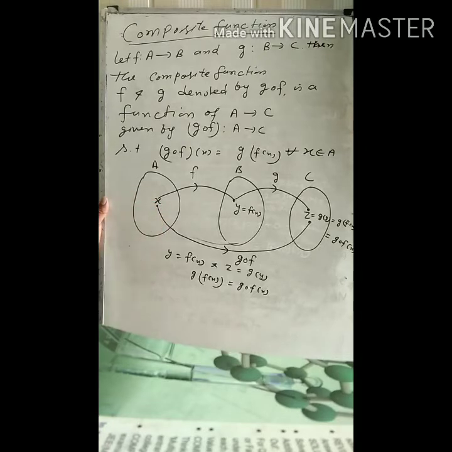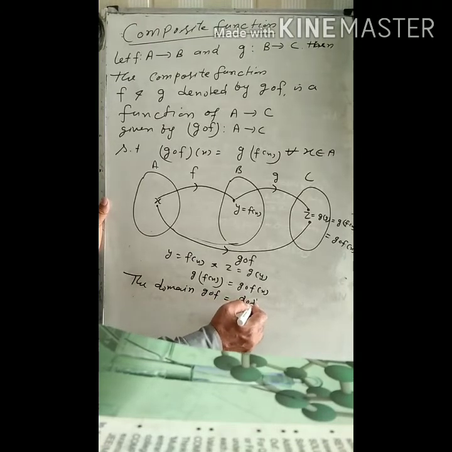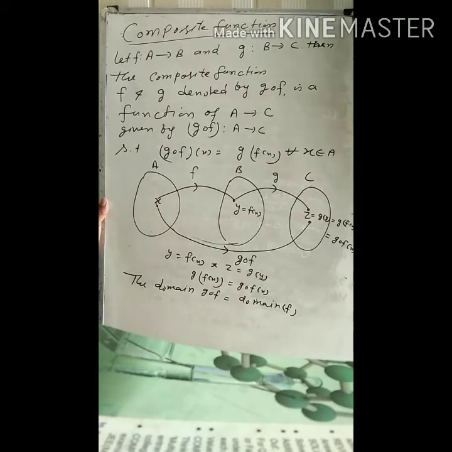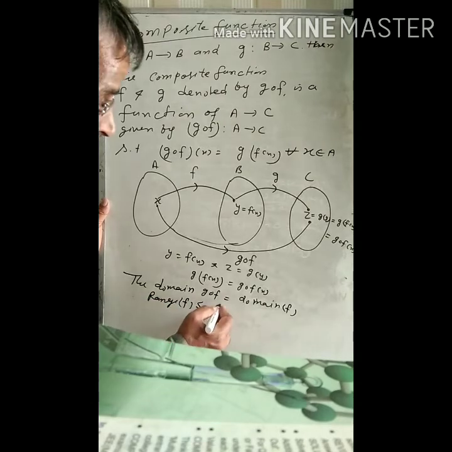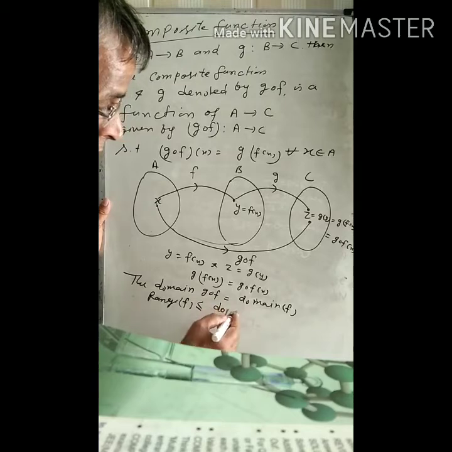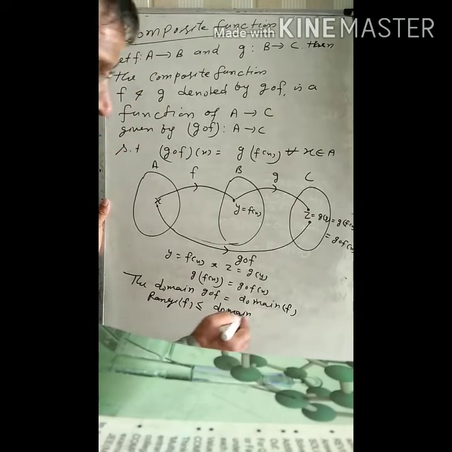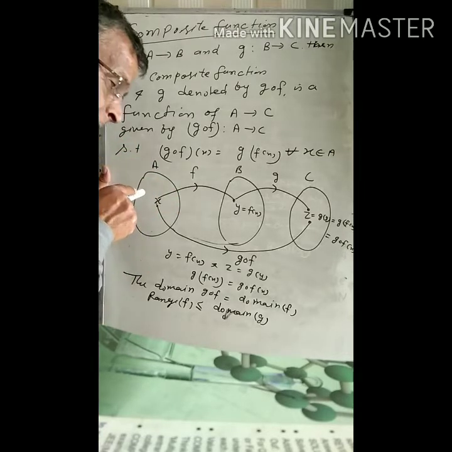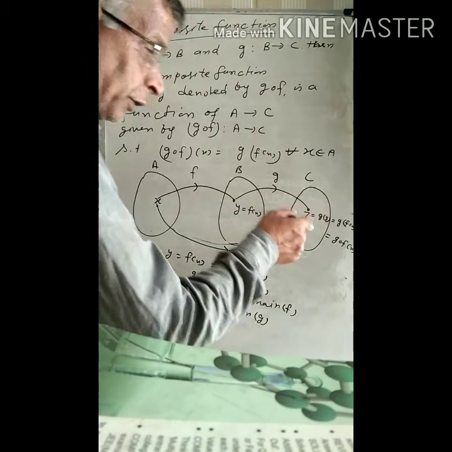ये देखिए, the domain of gof is equal to domain of f. यही है डोमेन. रेंज ऑफ f is less than equal to domain of g. यदि कंपोजिट फंक्शन है तो उसके डोमेन क्या होंगे, सेट ए में होंगे और रेंज क्या होगी, जी.